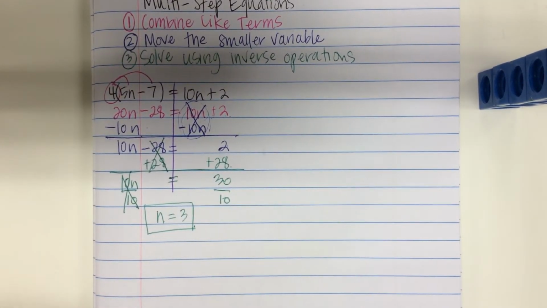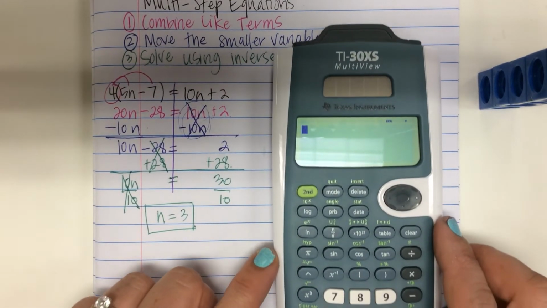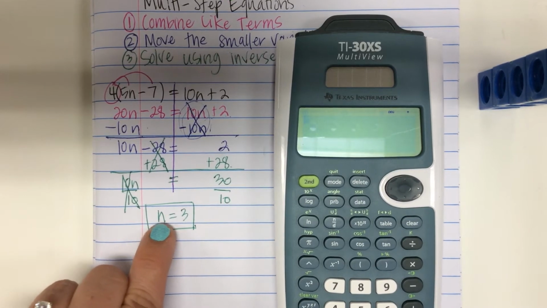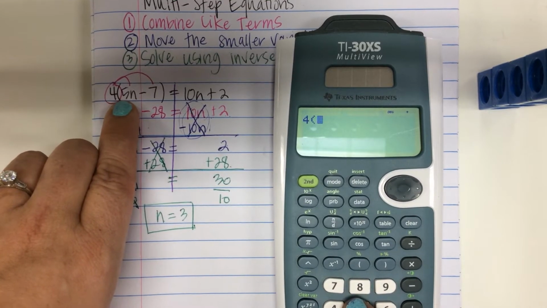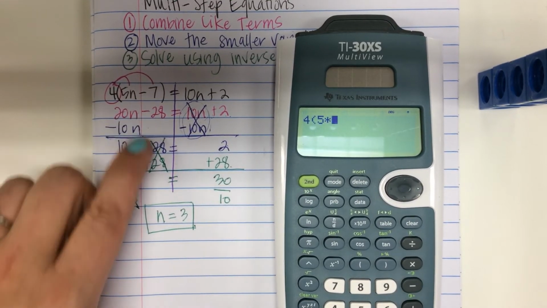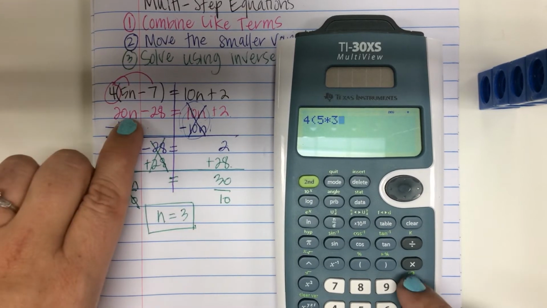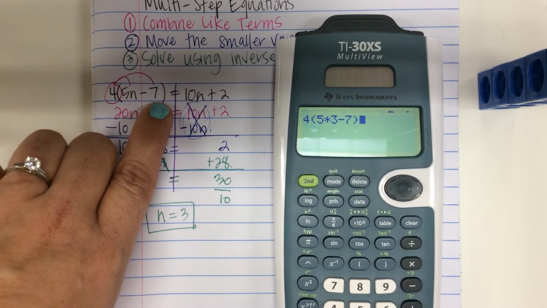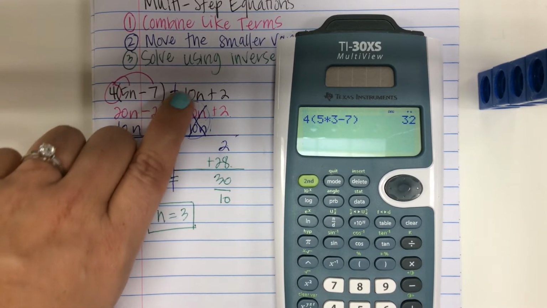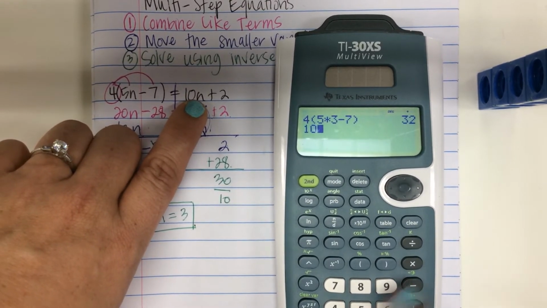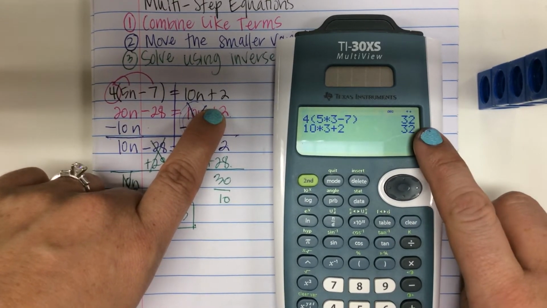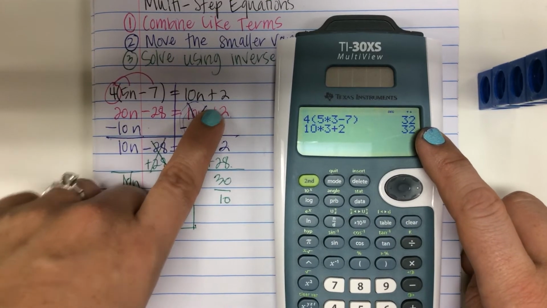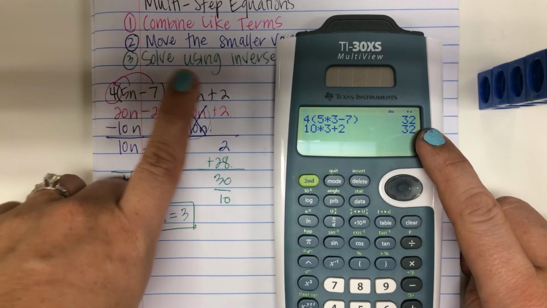Ladies and gentlemen, once you've done that, and you don't have to do it now, you can check it using a calculator. My value for n is 3, so I'm going to go back to my original problem. 4 times the quantity 5 times, and instead of n, I'm going to put 3, minus 7, close parentheses. That equals 32. I'm going to check the other side. 10 times 3 plus 2. Did I get the same value? So I know I'm right, because this side is equal to this side.